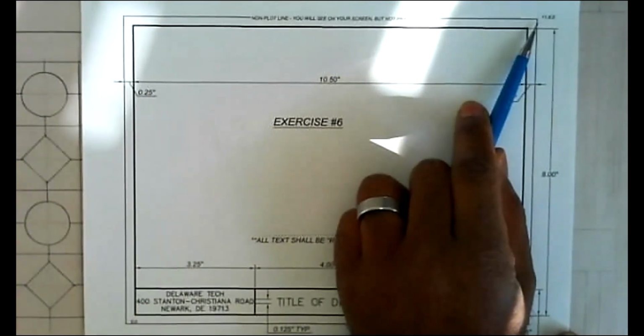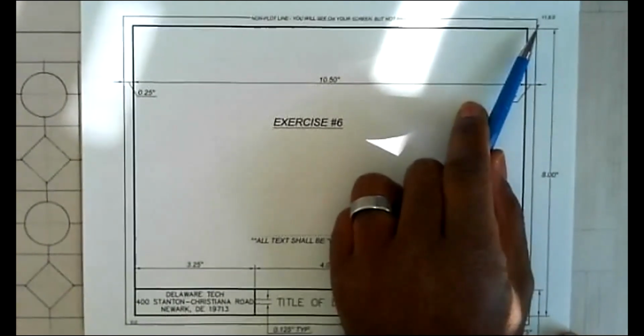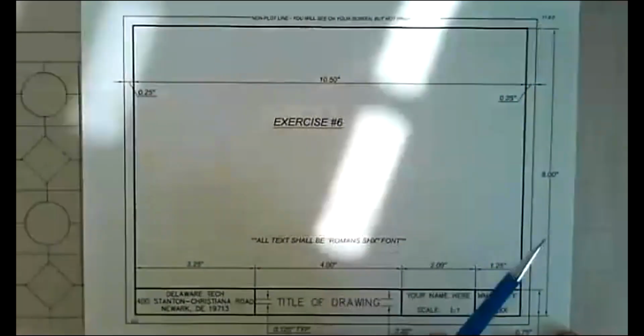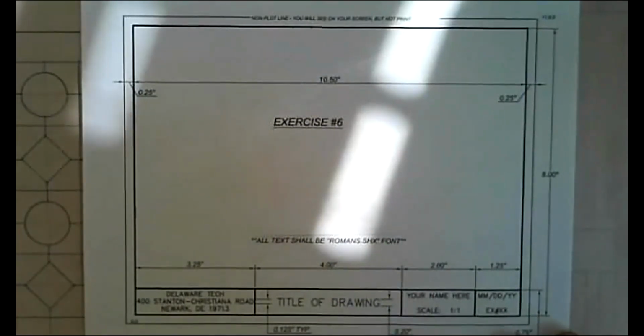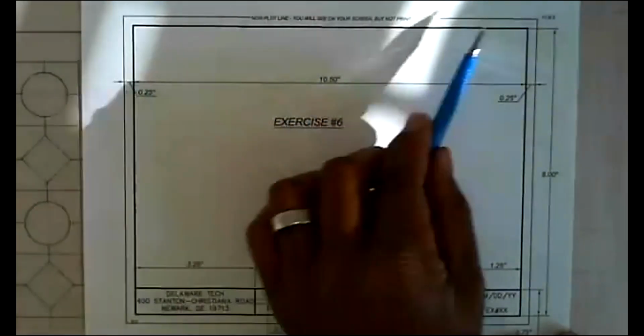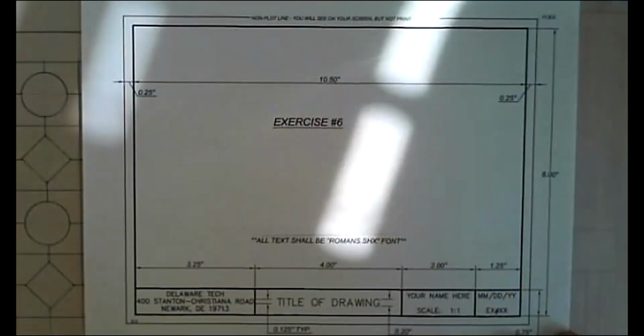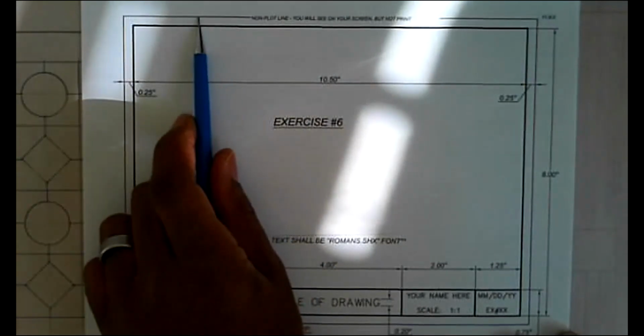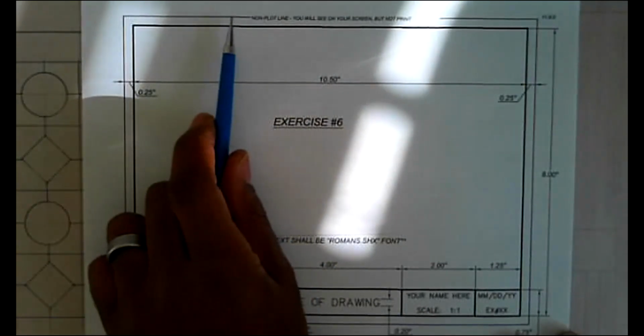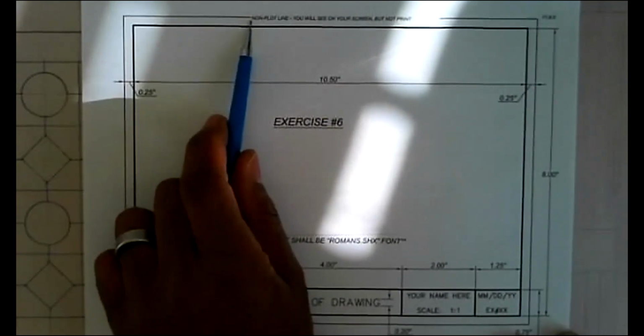And that's going to be 11 by 8.5 as a relative coordinate, but we'll look at that later. Okay, so this outside line represents the actual sheet size. Okay, and we're going to place that sheet size on a non-plot layer. That's why we created it.